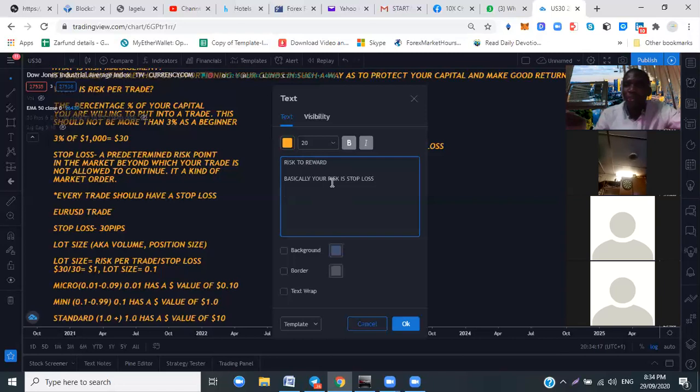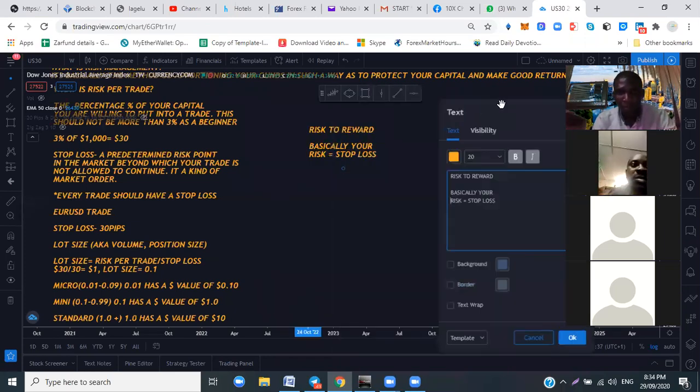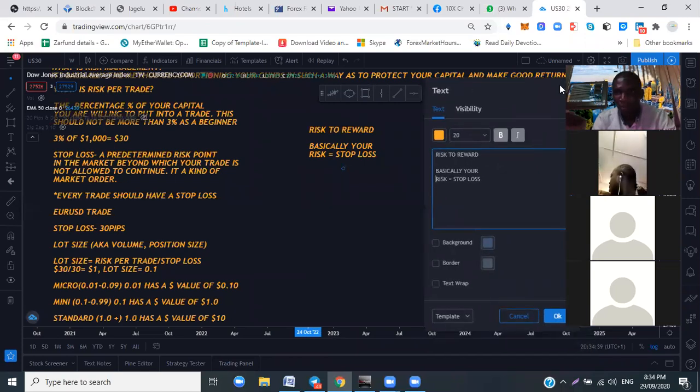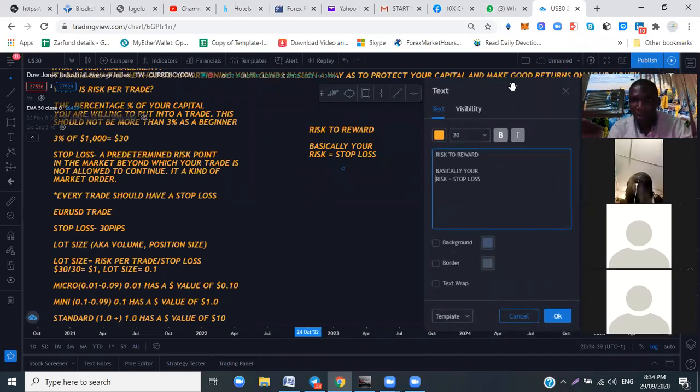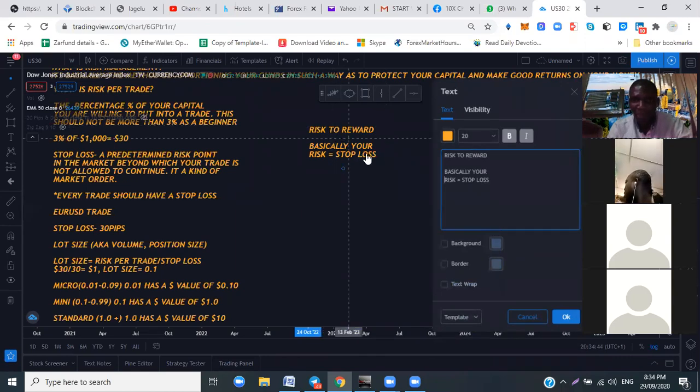So what is going to be our reward? Our reward is going to be our take profits. So risk equals stop loss, while our reward equals take profit.